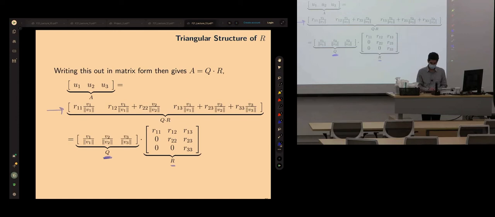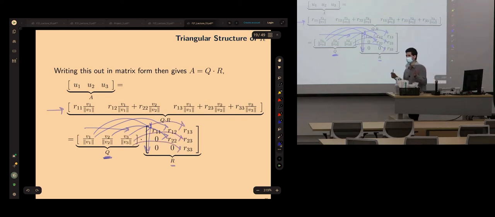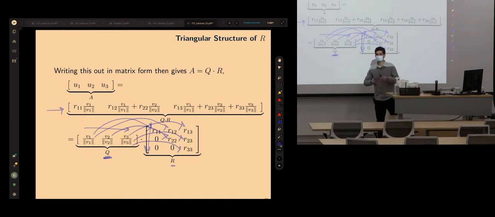If you go the standard way, you go this row times the column, you only get R11 times V1 divided by its norm. For the second one, you get the first term divided by the first one, plus the second divided by the second, and the third one is 0. For the third one, you get all 3 of them, right? By the standard way of multiplying matrices, you can do that. It's correct.